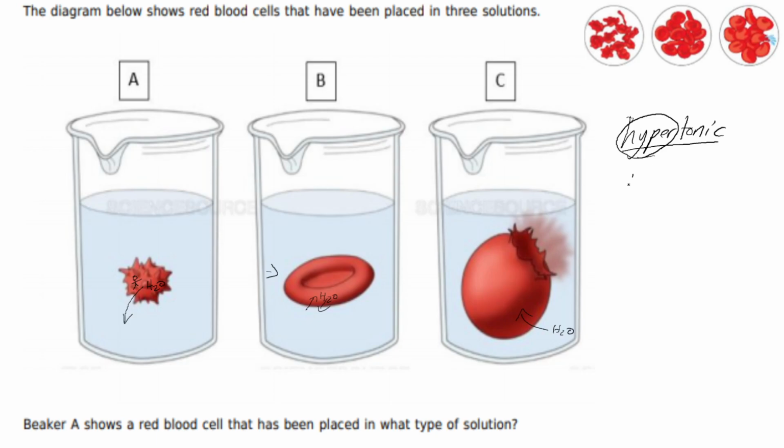In the second image here, let's take a look at this isotonic. Isotonic, you can think of this as I so happy. I'm so happy, right? Water is moving in and out at the same rate. The cell is not growing or shrinking. It's in the ideal environment.